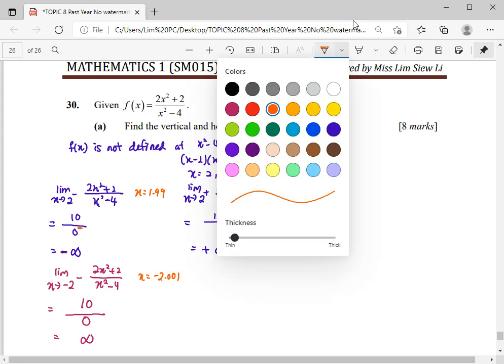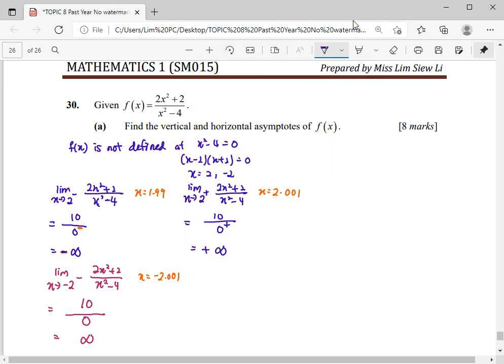So when we approach this value for this function, the x squared here, when we substitute, will definitely be more than 4. So when it minus 4, it will be on the positive side. So this is positive infinity.